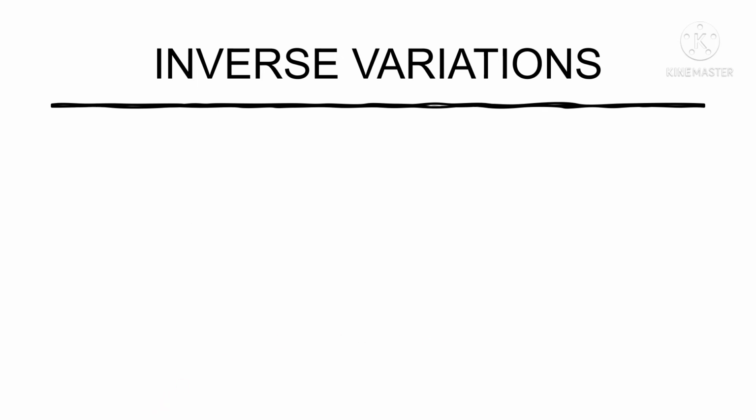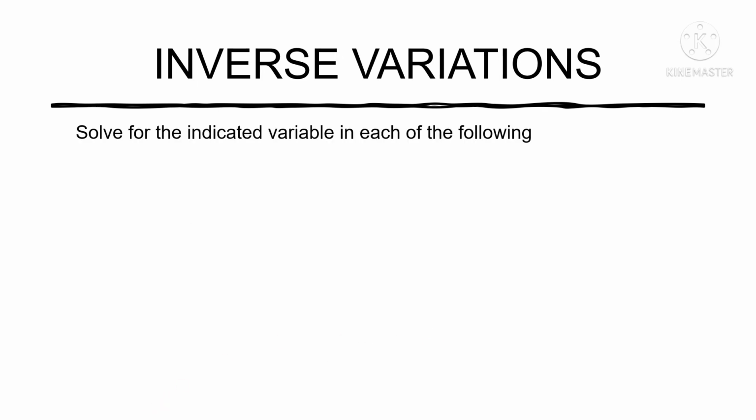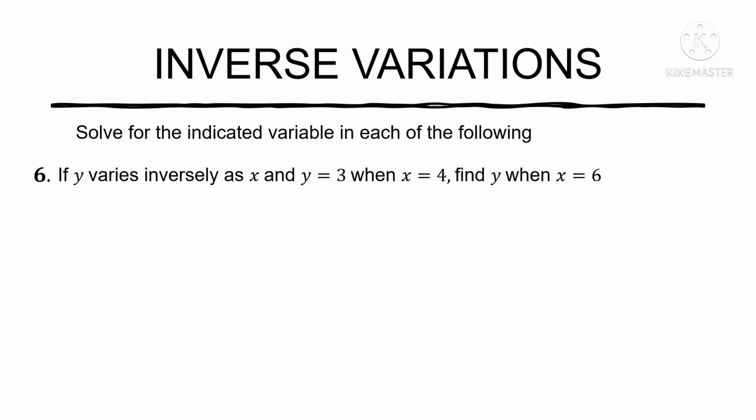Let us have another example, but this time we are going to solve for the indicated variable in each of the following. So, example number 6. If y varies inversely as x and y equals 3 when x is 4, find y when x is 6. Ang unang gagawin natin dito para mahanap natin si y kung ang x natin ay 6, ay i-translate itong statement na y varies inversely as x. Pag ginawa natin yan na equation, magiging y equals k over x.